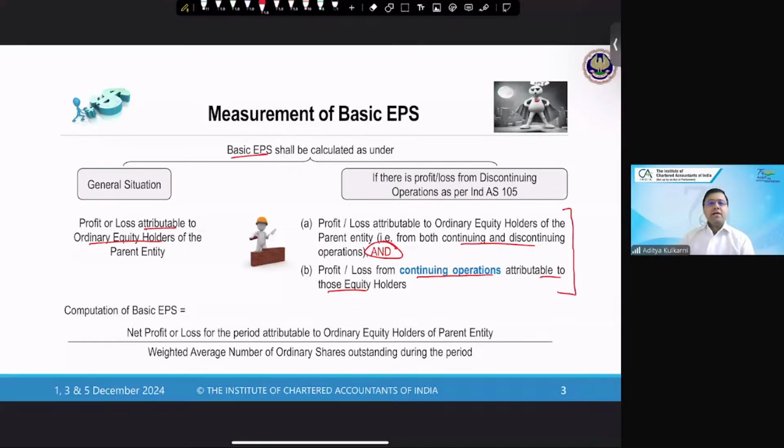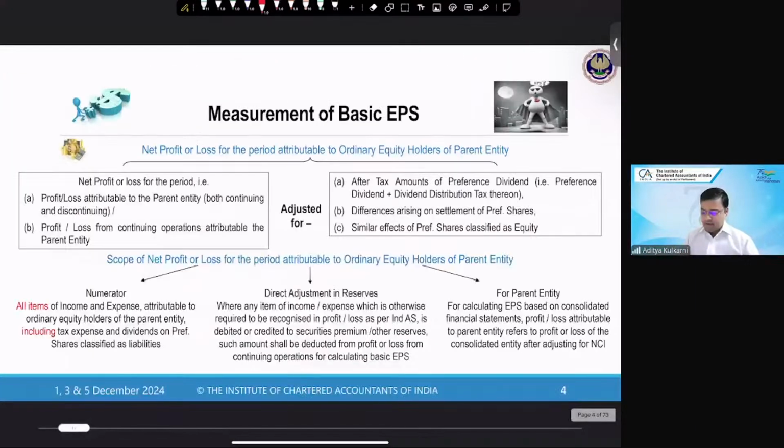when we are doing a concept, maybe in the second session or third session, we come across a concept known as control number. At that point of time, this becomes very critical. So then I will revisit this particular concept at that point of time. Computation of basic EPS will be net profit or loss for the period divided by weighted average number of ordinary shares outstanding. Okay, so this is what we have already covered.